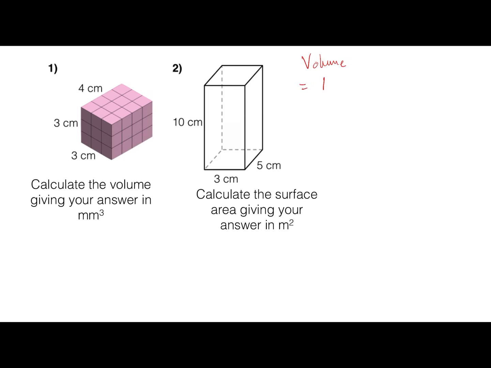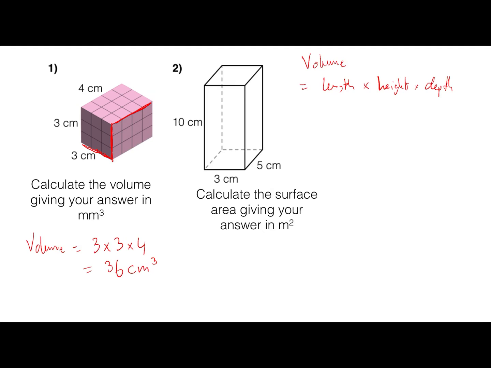Now, volume is equal to length times height times depth. So it's length times height times depth. Okay, times depth. So in this case, the volume of this cuboid is equal to 3 times 3 times 4, which is 36, but the answer is in centimetres cubed.